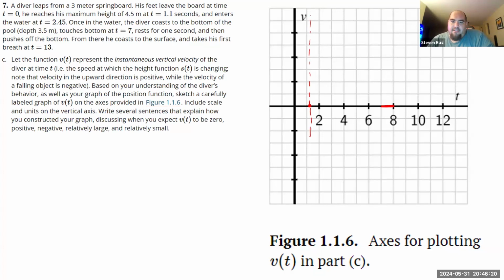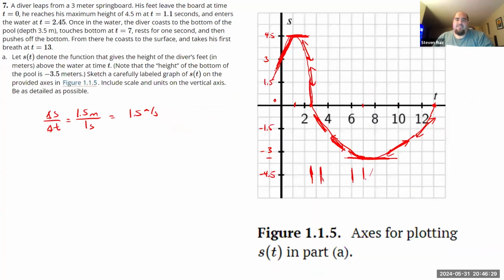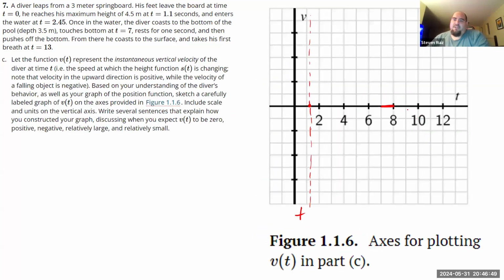I know that between 0 and 1.1, I'm going to have positive slopes. Is there anywhere else I'm going to have positive slopes? So basically, I am looking for where my tangent lines are going to be, as I read them from left to right, going upward. I believe that's going to happen from time equals 8 to time equals 13, because that's after he pushes off the bottom of the pool and goes upward. So I'm going to mark that as well.